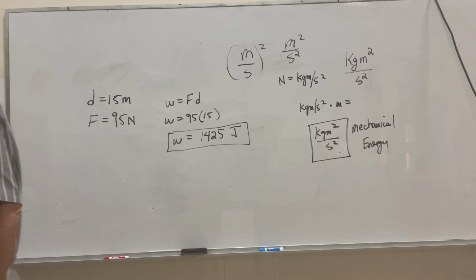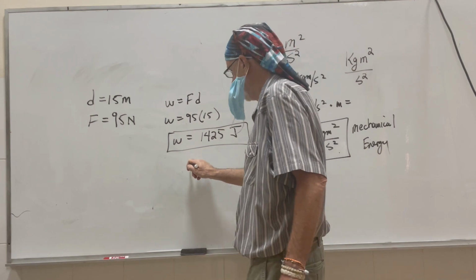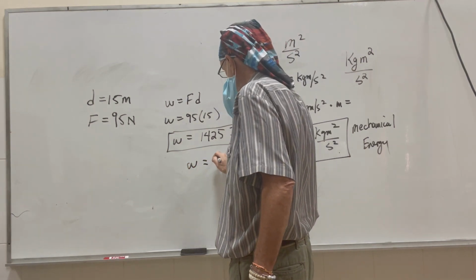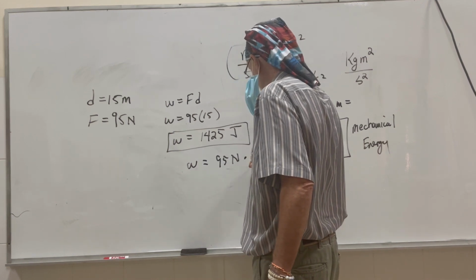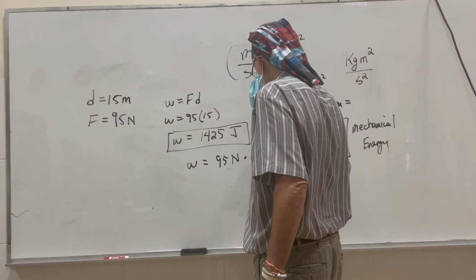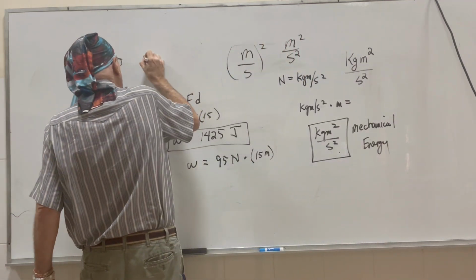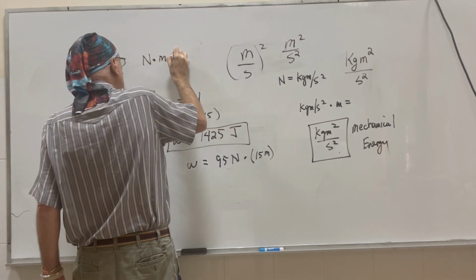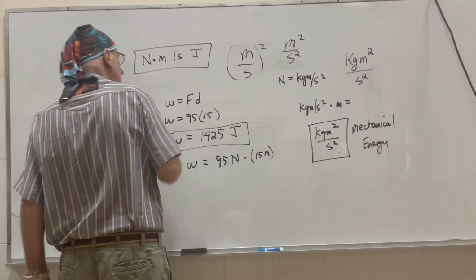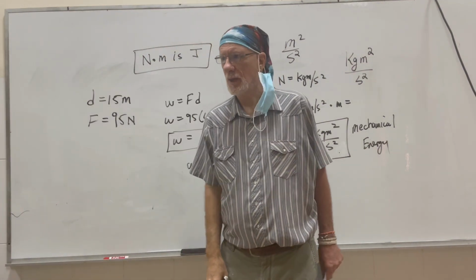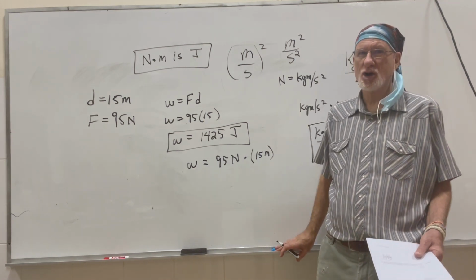You don't write newtons. Let me do this a little bit more clearly. Work equals 95 newtons times 15 meters. And we know that newton meters is joules. I'm trying to make it easy by saying just call it joules, not harder.